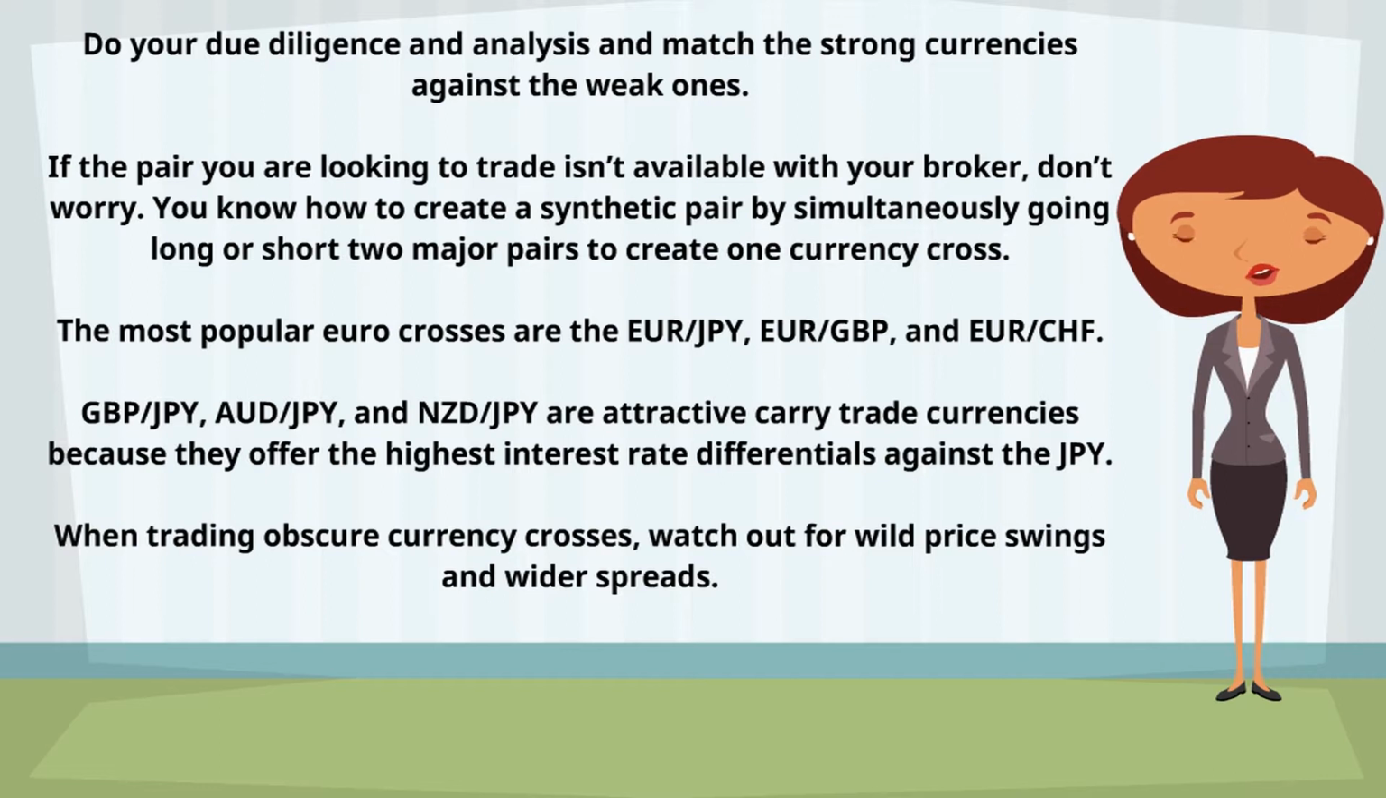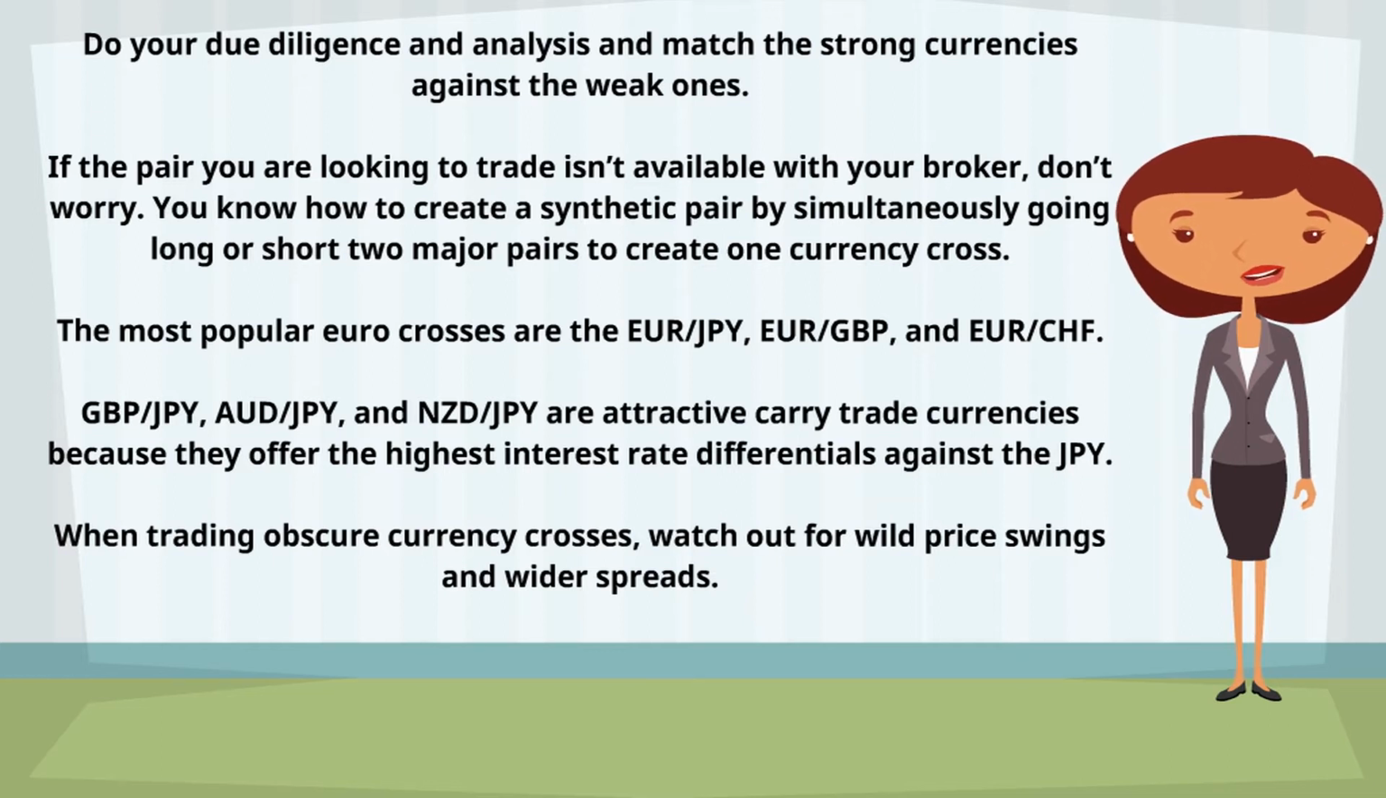If the pair you are looking to trade isn't available with your broker, don't worry. You know how to create a synthetic pair by simultaneously going long or short two major pairs to create one currency cross. The most popular euro crosses are the Euro to Japanese yen, Euro to pound sterling, and Euro to Swiss franc. Pound sterling to Japanese yen, Australian dollar to Japanese yen, and New Zealand dollar to Japanese yen are attractive carry trade currencies because they offer the highest interest rate differentials against the JPY. When trading obscure currency crosses, watch out for wild price swings and wider spreads.